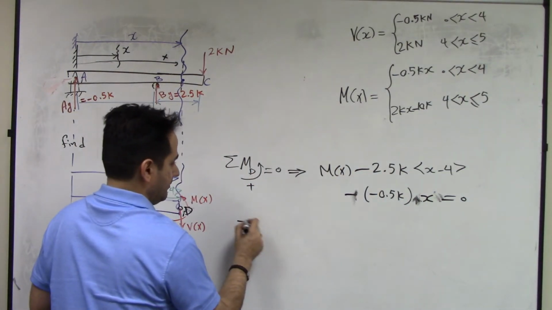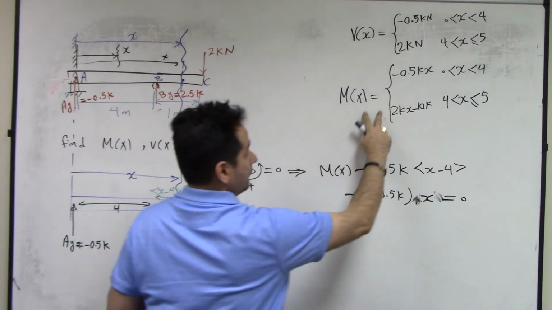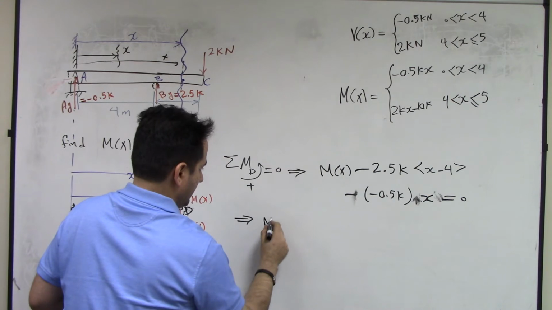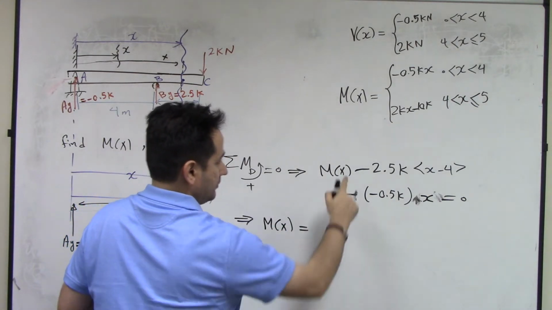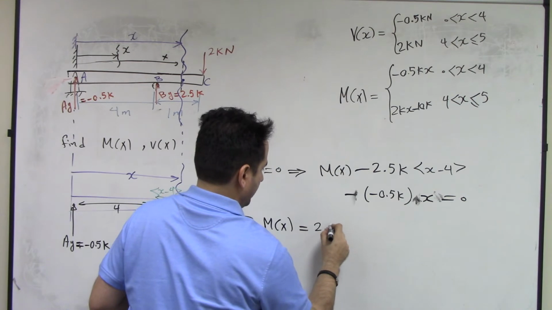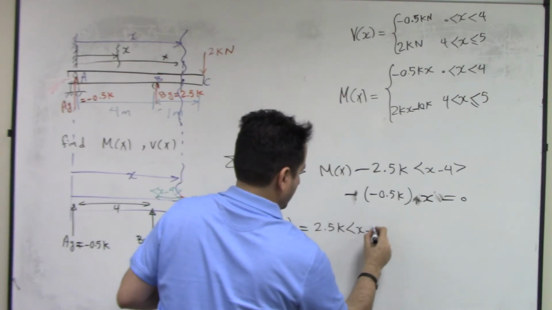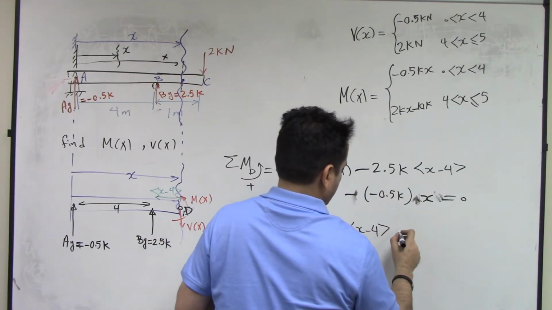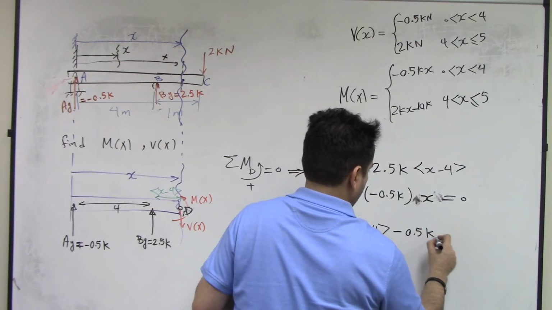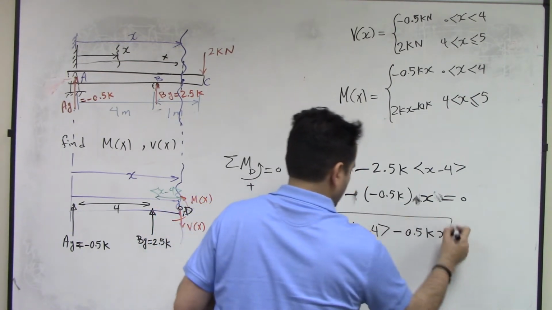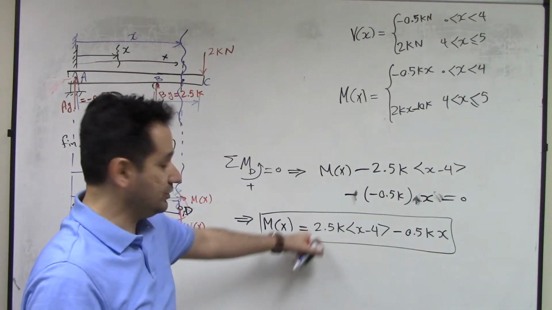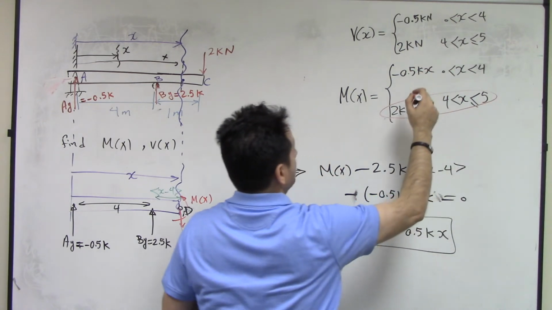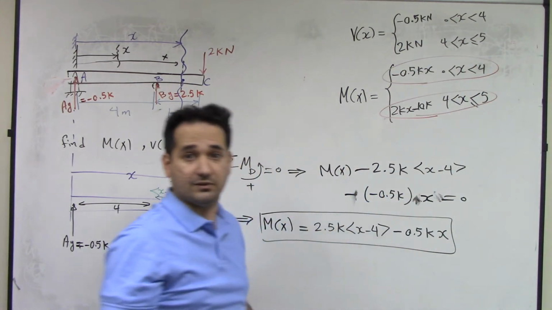So you solve for M, so you get one equation that covers these two simultaneously. So you get Mx is equal to, take this to the right side, 2.5 k times x minus 4. This is going to be positive. If you take it to the right, you have negative 0.5 kx. So this equation is this equation and this equation simultaneously in one equation.